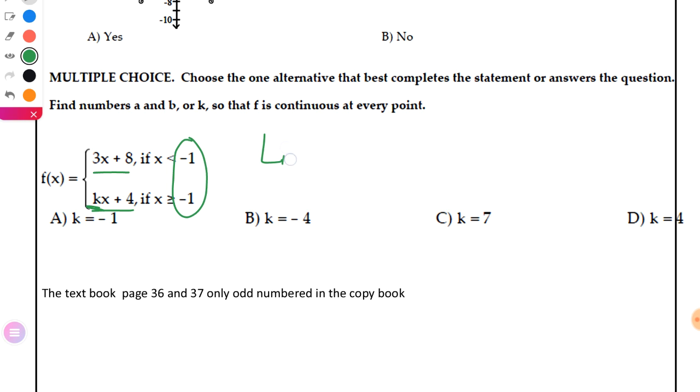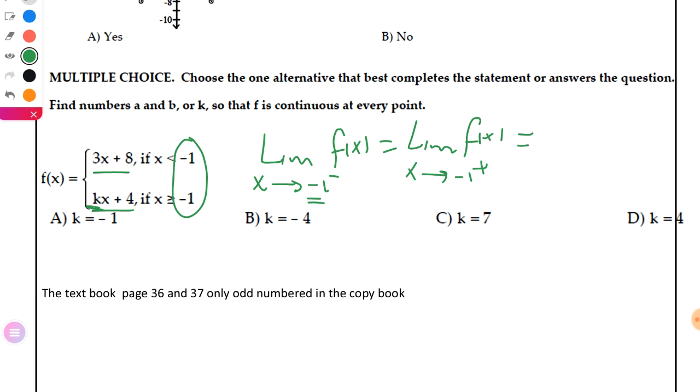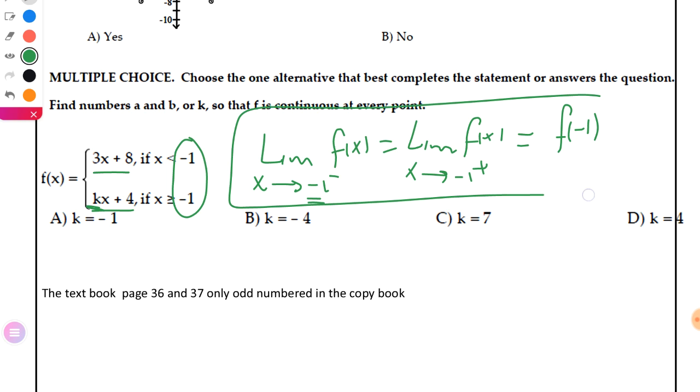It means the limit of f of x when x approaches -1 from the left is, that is the definition when the function is continuous at any point, equal to the limit from the right at this point, which is -1, the limit of f of x when x approaches -1 from the right, which equals f of -1. Study this definition. -1 can be any value. I can write -1, 2, 3, according to what is given in our problem.